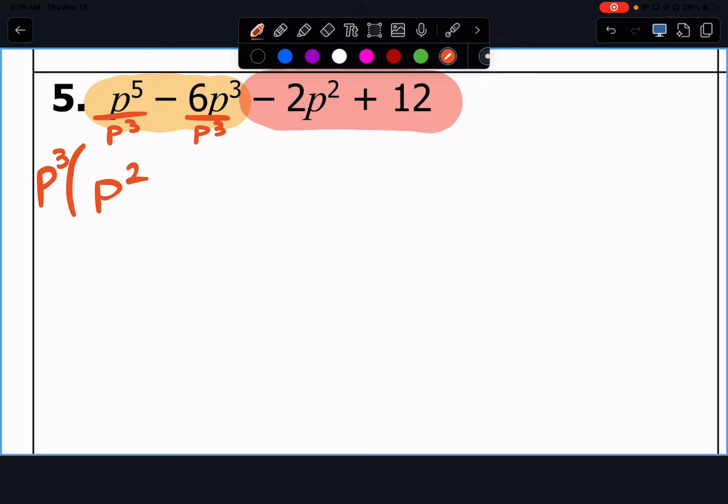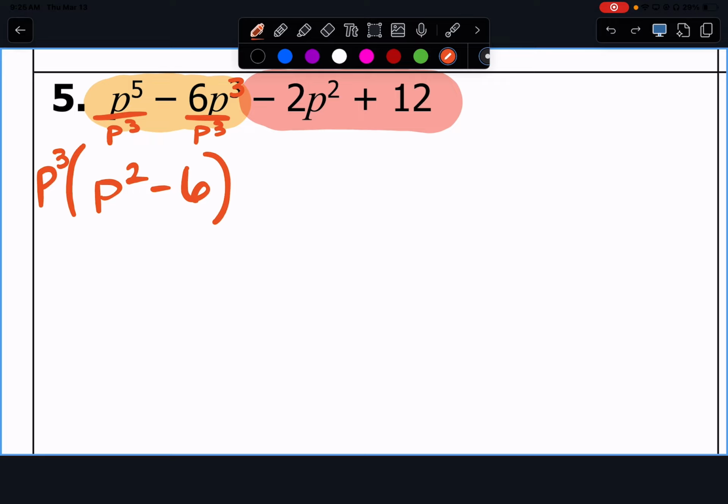P squared, then what? Wait, why isn't the common factor P squared? Because this one has a 3. So because that one has a 3 and that one is bigger than 3, we can take out the 3. But wouldn't it not be able to go into that one? We are not doing this one yet. Okay? They are 2 separate ones.